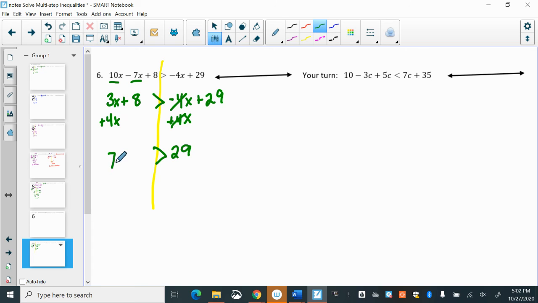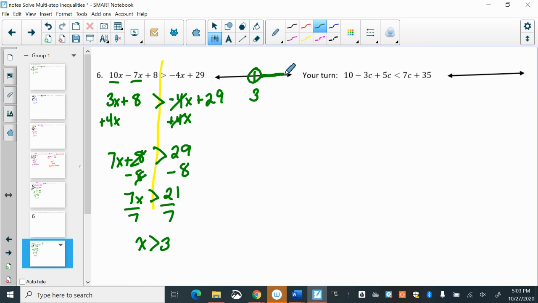3x and 4x is 7x plus 8. Subtracting 8 from both sides. We get 7x is greater than 21. Then that final division, we're dividing by a positive, so the inequality stays. And we get x is greater than 3. So let's go ahead and put an open circle. The mouth is open towards the x, saying x is bigger, and x is bigger towards the right.